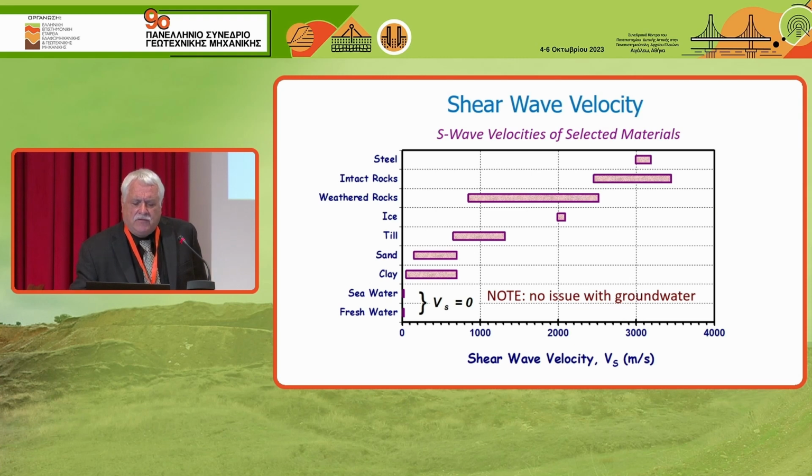Here, the shear wave velocity of steel is about 3,100 to 3,200 meters per second. And we have some intact rocks, some granites, that are actually even a little bit higher than that, maybe 3,400, 3,500 meters per second. So that's a pretty big range. On the other end of the spectrum might be peat, organic peat, with a shear wave velocity of only 10 to 20 meters per second.